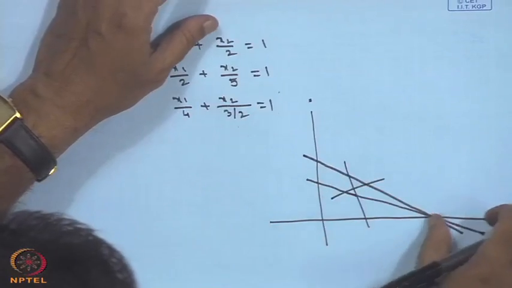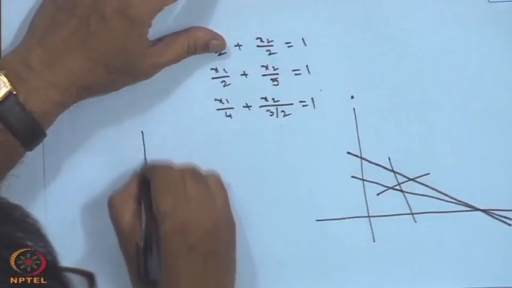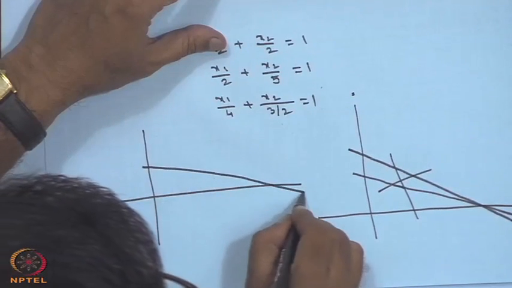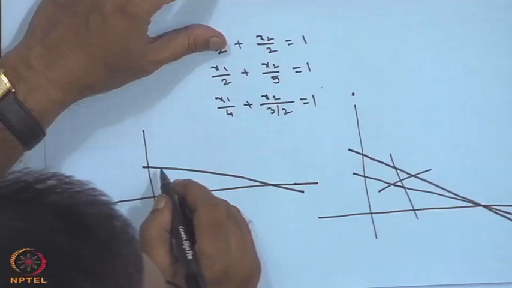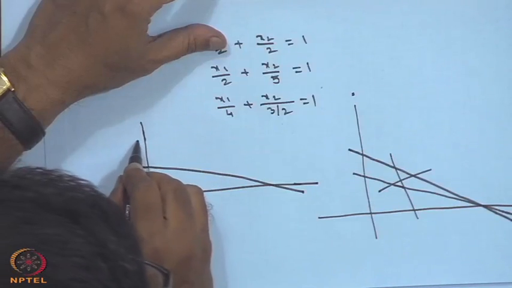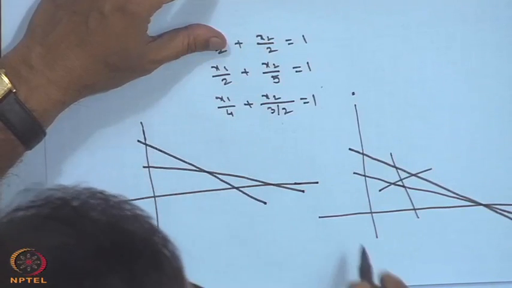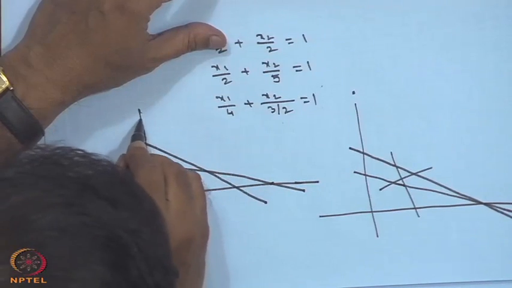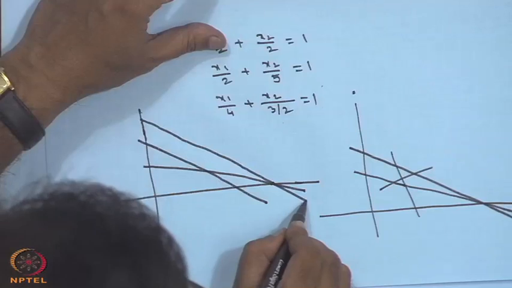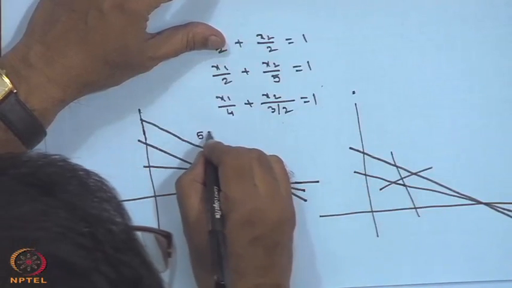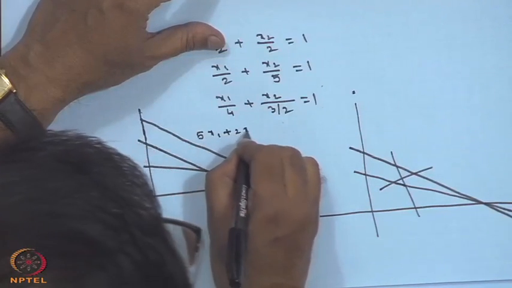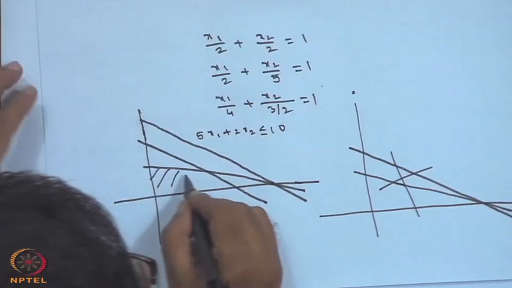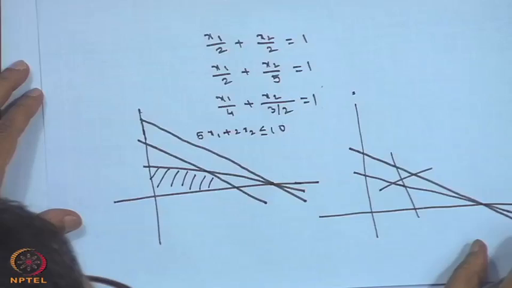No, this is wrong. One curve will be this one. There will be another curve which will be something like this, and the third one will pass through this one. So, it will be something like this one. This is actually 5x1 plus 2x2 less than or equal to 10. If you see, the feasible region is this one.